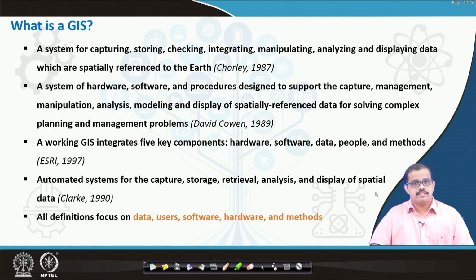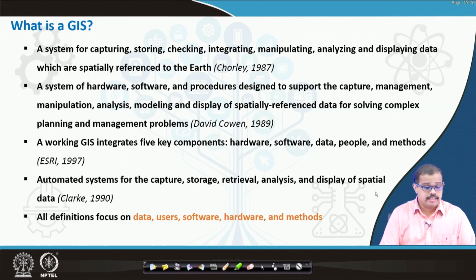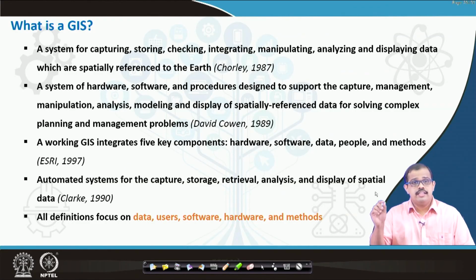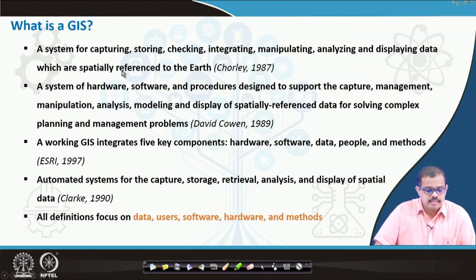So if someone asks you what is GIS, there are several definitions that have been given over a period of time. The first definition I can think of is that it is a system for capturing, storing, checking, integrating, manipulating, analyzing, and displaying data which are spatially referenced to the earth. Now when we look at this, it says spatially referenced to earth. That's why it's called geographic data.